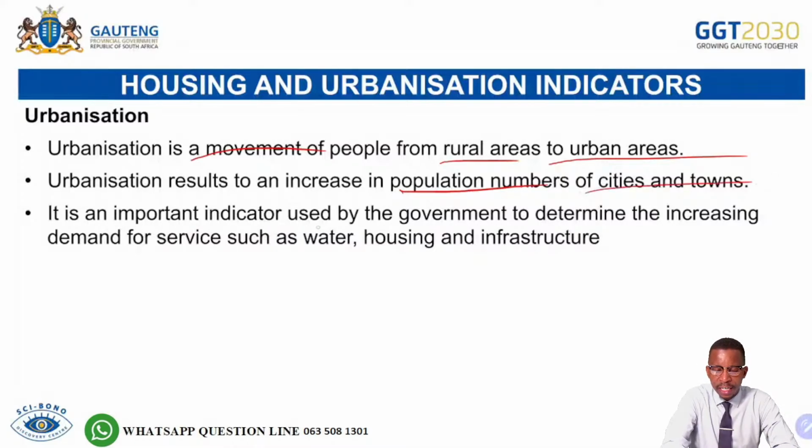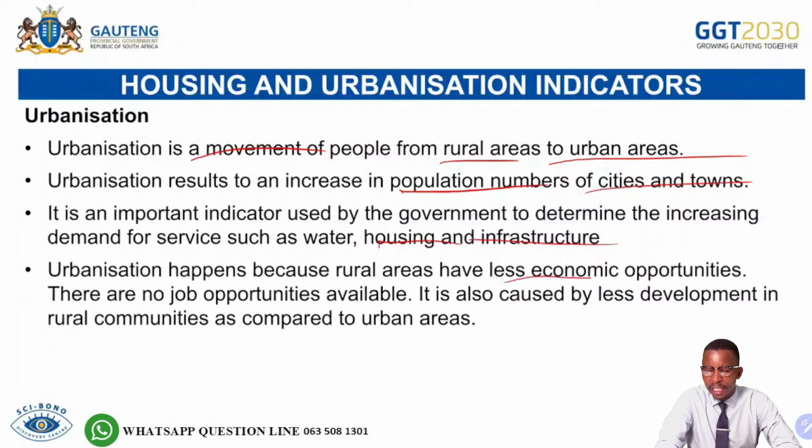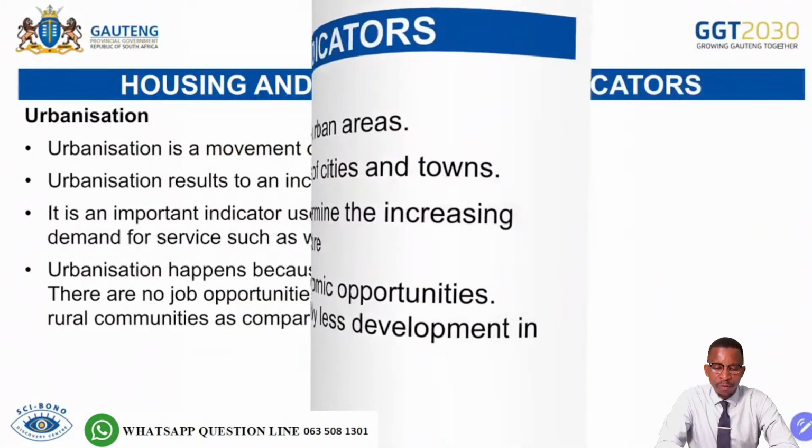Urbanization results in an increase in population numbers in cities and towns. It's an important indicator used by the government to determine the increasing demand for services such as water, housing, and infrastructure. Urbanization happens because rural areas have fewer economic opportunities. There are no job opportunities available. It is also caused by less development in rural areas. So remember, people want to live better lives. If they are trapped in rural areas where there's no development, they decide to move and find themselves places in the urban areas where there are better opportunities and better development, so that they can earn a better standard of living.